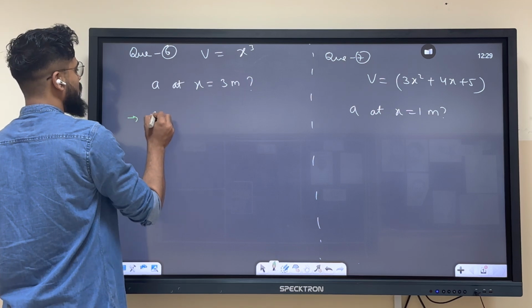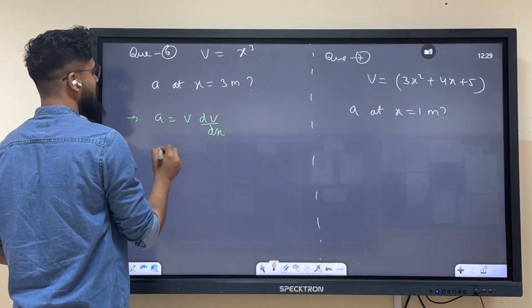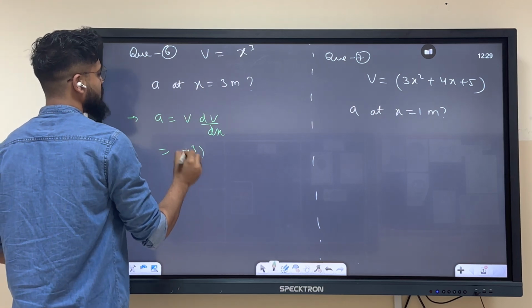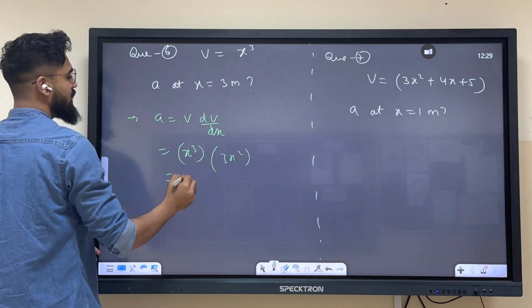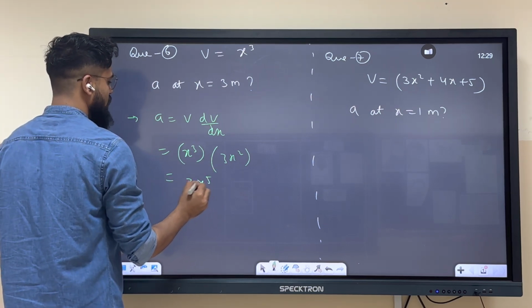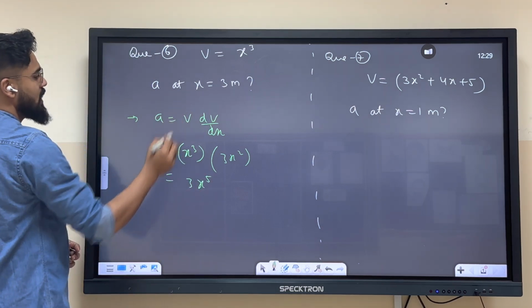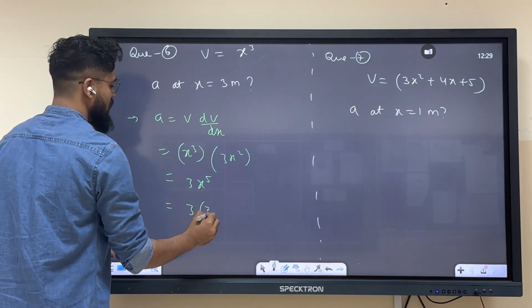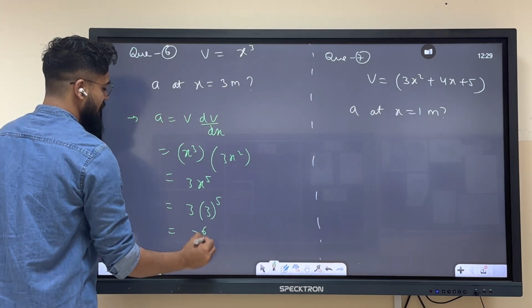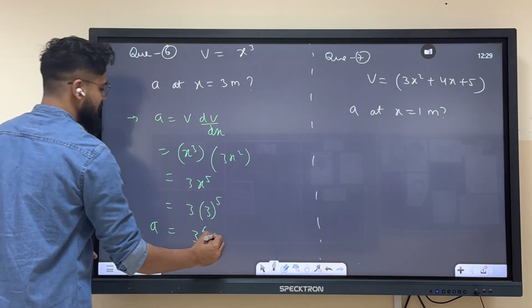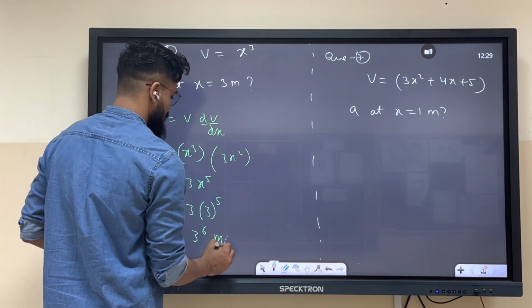So velocity, acceleration will be nothing but v dv by dx. You already know. V over here we can put x cube. dv by dx will be 3x square. Yes or no? So answer will be 3x to the power 5. At which value? x equals 3. So 3 into 3 to the power 5. So answer will be 3 to the power 6. This is your acceleration in meter per second square.